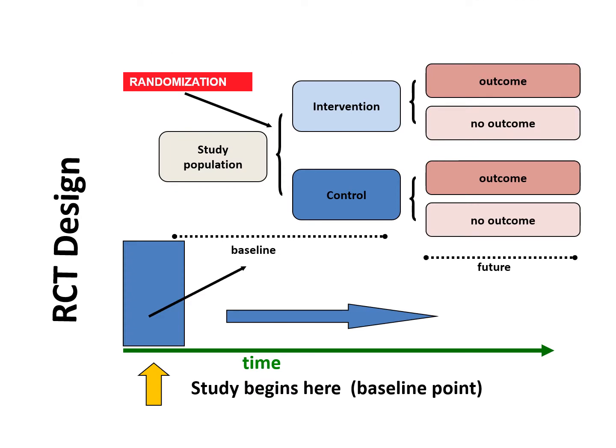This figure shows the RCT design. When the study begins, we call it the baseline point here, and the study population is randomized at baseline into either the intervention group or control group. Randomization means that the person or the researcher has no control in assigning an individual into an intervention or control group, and the assignment is done randomly. At the end of the intervention, the outcome is measured and reported as there is outcome or no outcome among the intervention and control group.